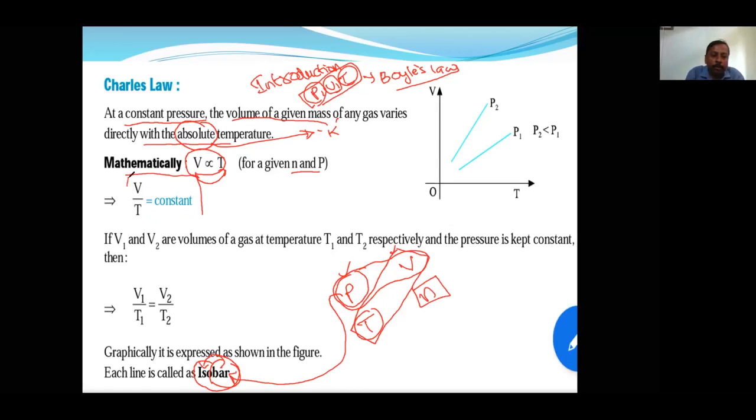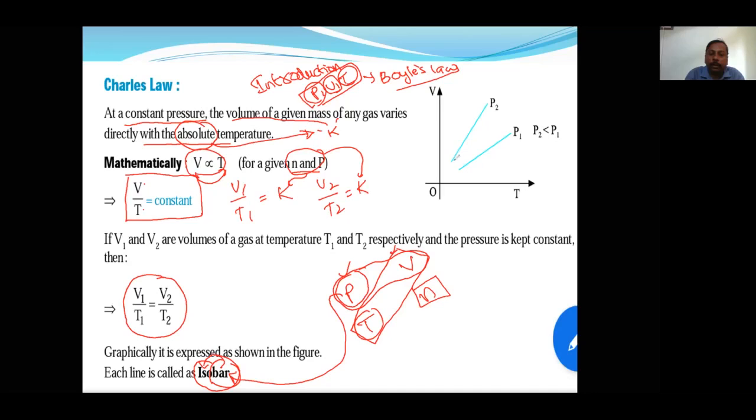Now, for V by T equal to constant, suppose you change the volume, there will be a change in temperature. So V1 by T1 is also constant, V2 by T2 is also constant, provided P and n are constant. P and n are the same. Once both are the same, we can relate both of them together and write V1 by T1 is equal to V2 by T2.